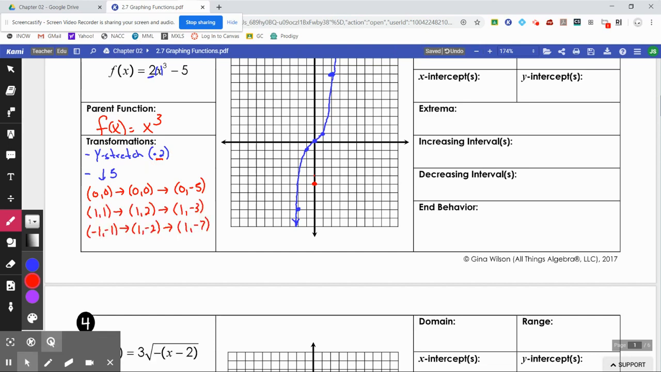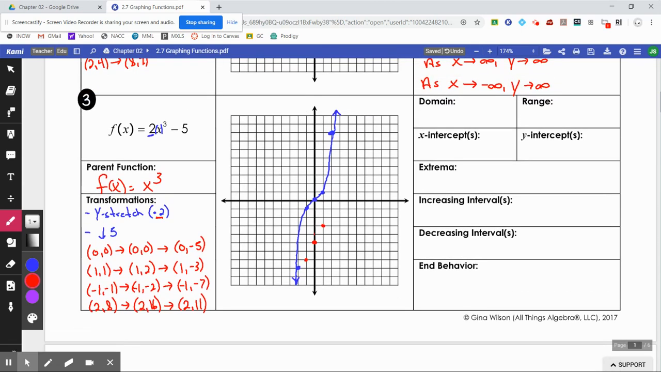I performed it on 1, 1, and 1, 1 actually turned into 1, negative 3. So right 1 and down 3. And then negative 1, negative 1 turned into, that should have been negative 1, negative 7. So left 1 and down 1, 2, 3, 4, 5, 6, 7. Now let's do one more point. Let's do the point 2, 8 and see where it goes. Multiplying the y by 2 gave me 16, and then moving that down 5 gave me 11. So 2, 11 would be somewhere right around in here. And let's connect our dots, and that's going to be our new function.